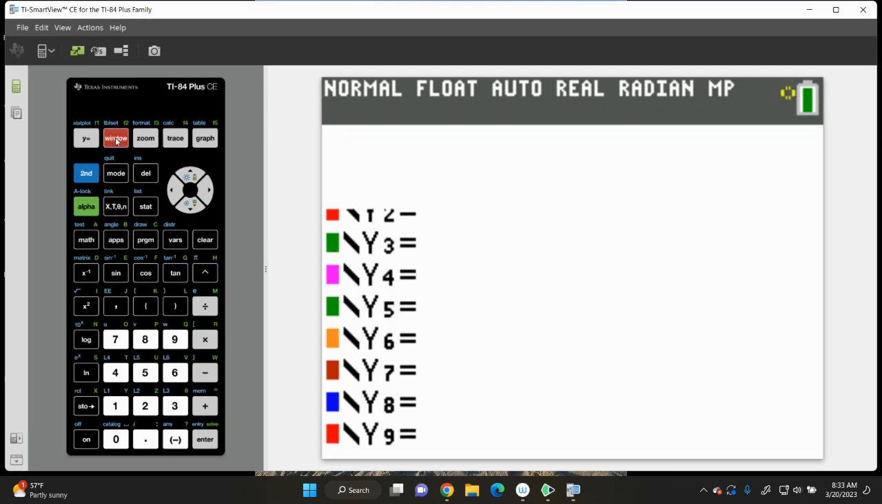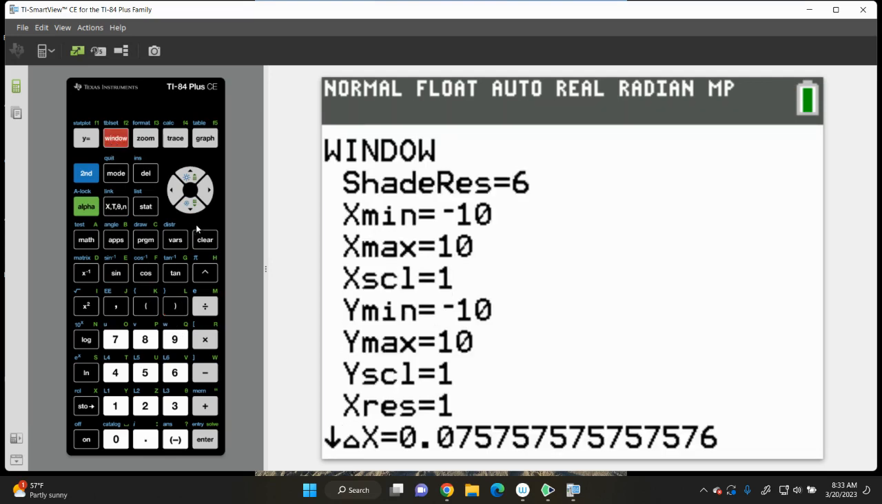Okay, we're going to go to our window and we're going to use an x min of 0. What's our x max going to be? Look at your graph that I gave you. How far out did you go for x? 2 pi. So we're going to type in 2 pi. So 2, and then pi is right here. So we have to use the shift button for pi. Okay, now when I press enter, it's going to convert that to decimal.